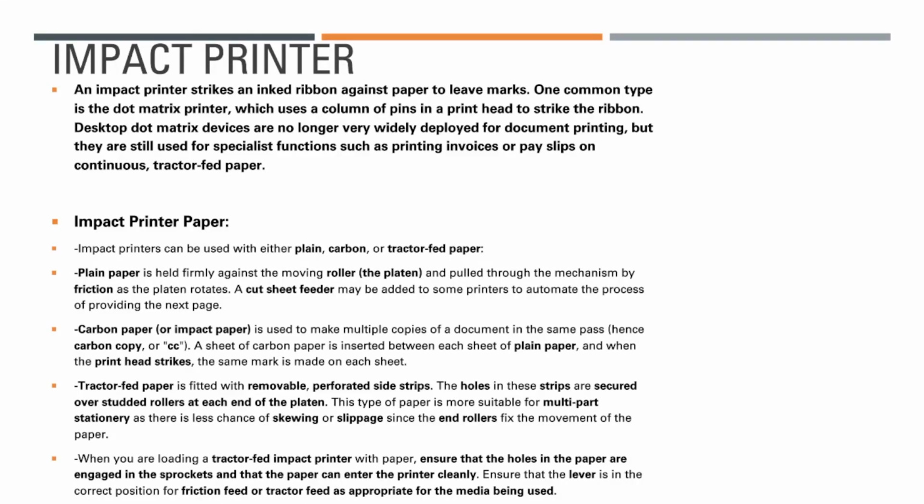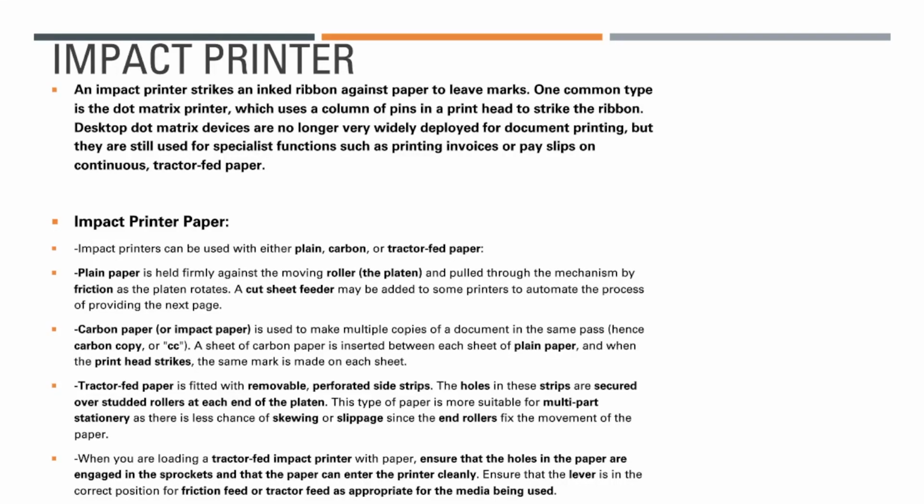Impact printer paper. Impact printers can be used with either plain, carbon, or tractor-fed paper. Plain paper is held firmly against the moving roller, the platen, and pulled through the mechanism by friction as the platen rotates. A cut sheet feeder may be added to some printers to automate the process of providing the next page. Carbon paper, or impact paper, is used to make multiple copies of a document in the same pass, hence carbon copy, or CC. A sheet of carbon paper is inserted between each sheet of plain paper, and when the printhead strikes, the same mark is made on each sheet.